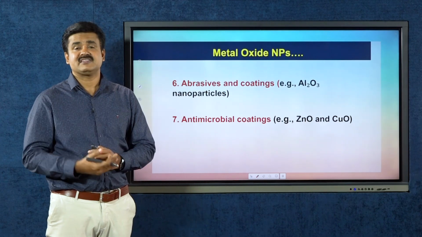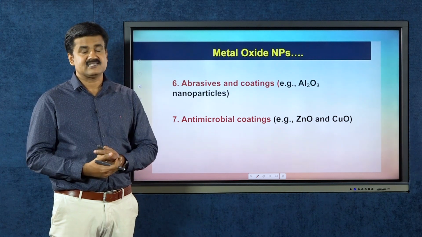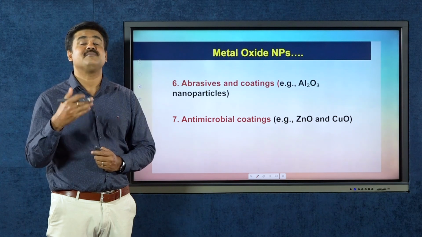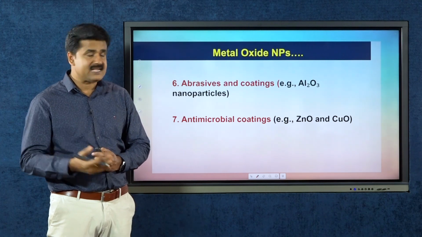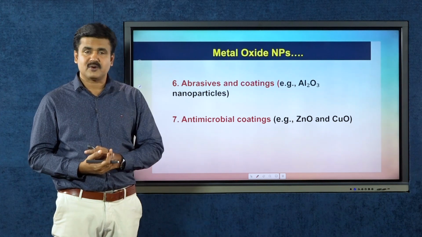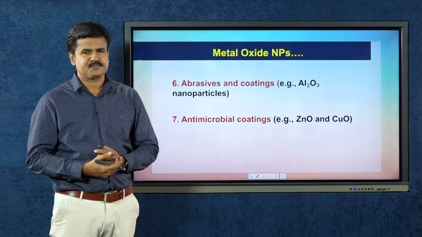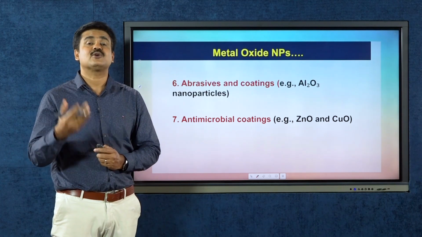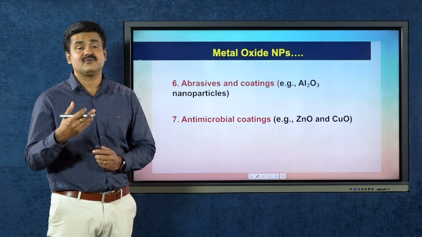Now, antimicrobial coating. We are familiar with the fact that silver nanoparticles, as we learned in previous modules, exhibit antimicrobial or antibacterial activity. There are some oxide nanoparticles like zinc oxide and copper oxide nanoparticles which can prevent the growth of microbes, or such metal oxide nanoparticles have antimicrobial activity. So, these materials can be used for antimicrobial coating.